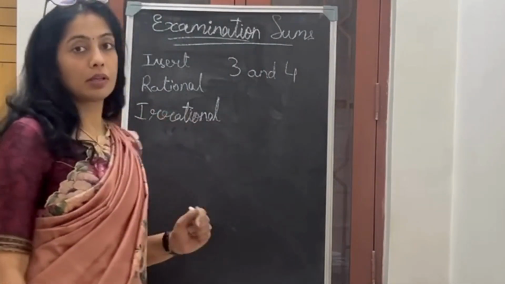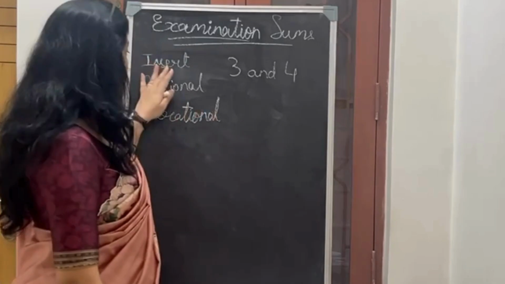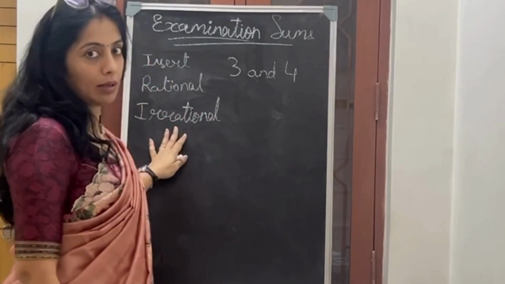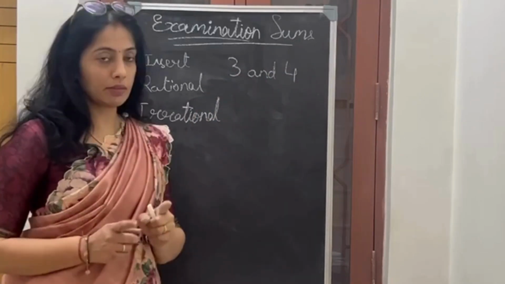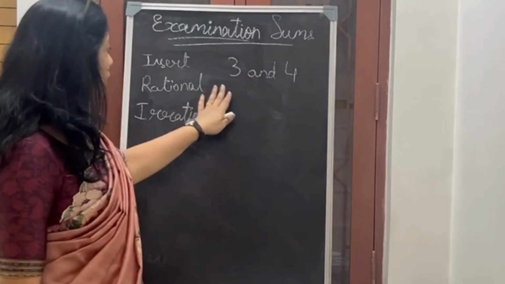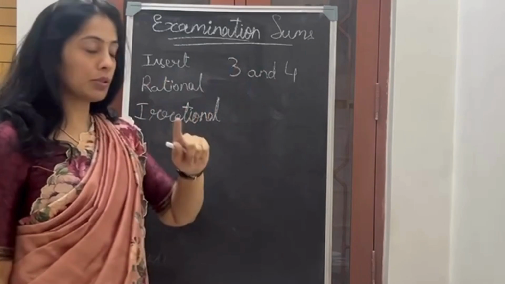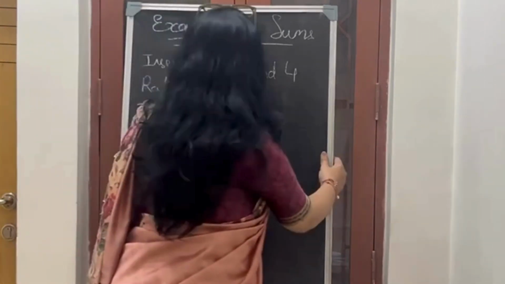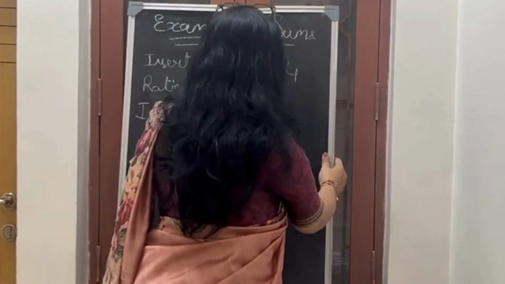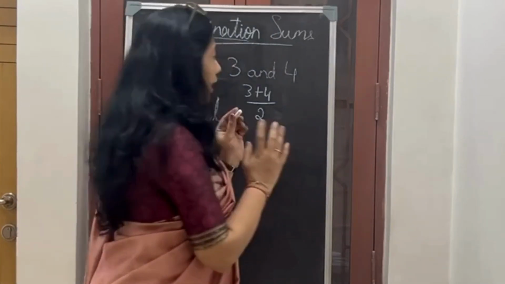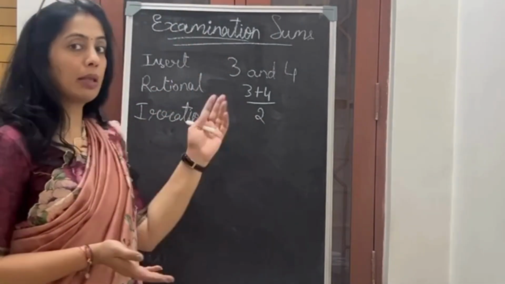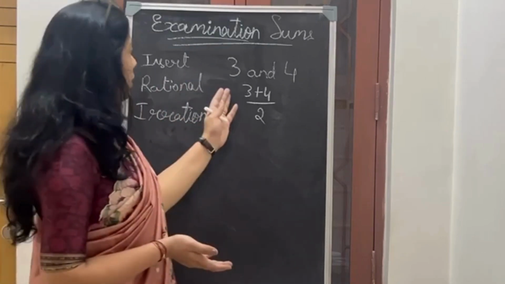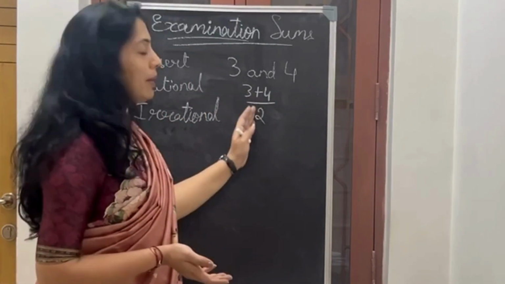Examination sums. My first question is, insert a rational number and an irrational number between 3 and 4. 3 and 4 both are positive numbers. So what should we do? For a rational number, when two numbers are positive, it will be 3 plus 4 by 2. Any two numbers, when you have to insert a rational number between them and they both are positive numbers, you will do a plus b by 2.